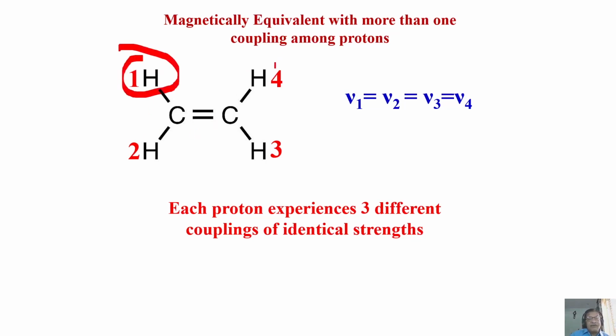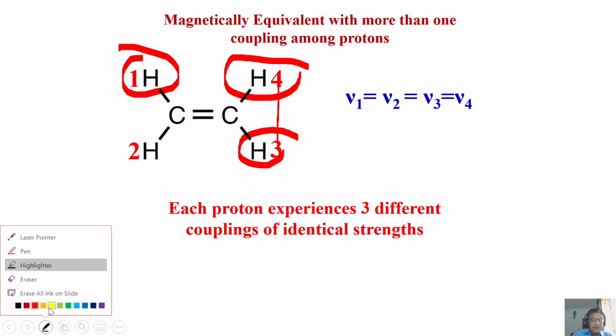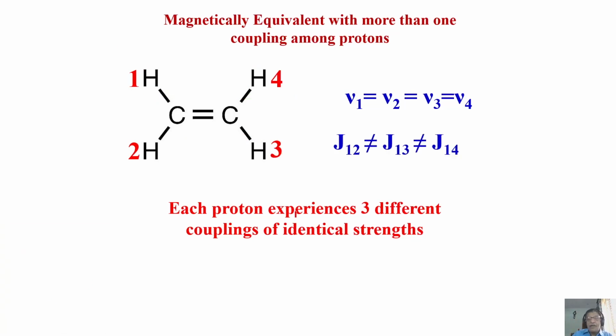It is the same for each of these protons. This has again geminal, vicinal, and trans. This has again geminal, vicinal, and trans. Each proton experiences three different couplings of identical strengths. So as a consequence, J12 is not equal to J13, is not equal to J14. Again, this is a classic example of magnetically equivalent spins with more than one coupling, multiple couplings of identical strength.